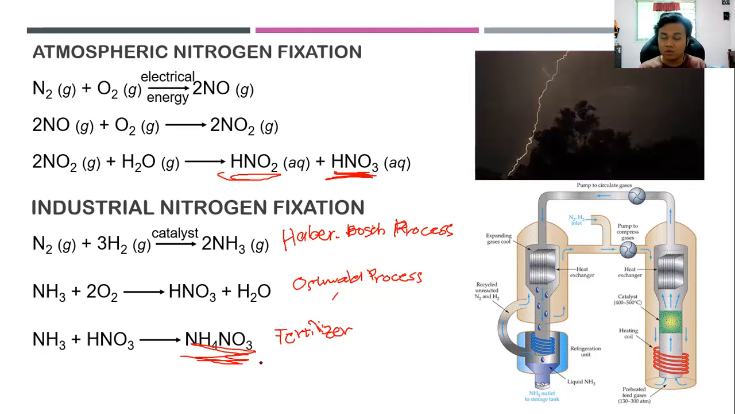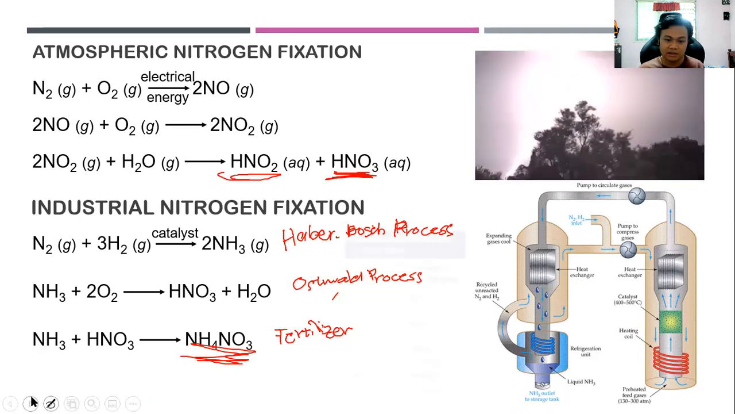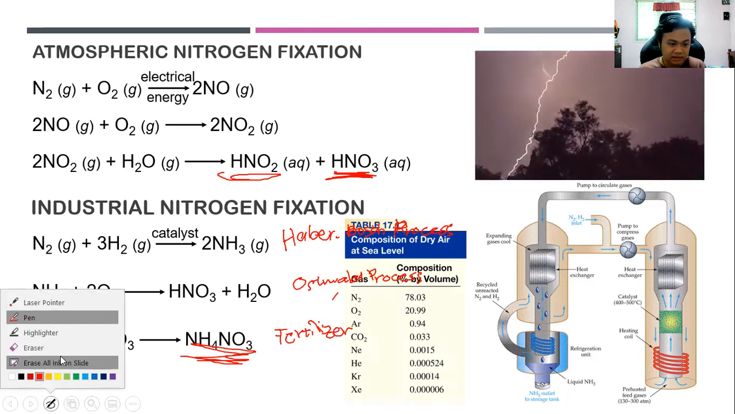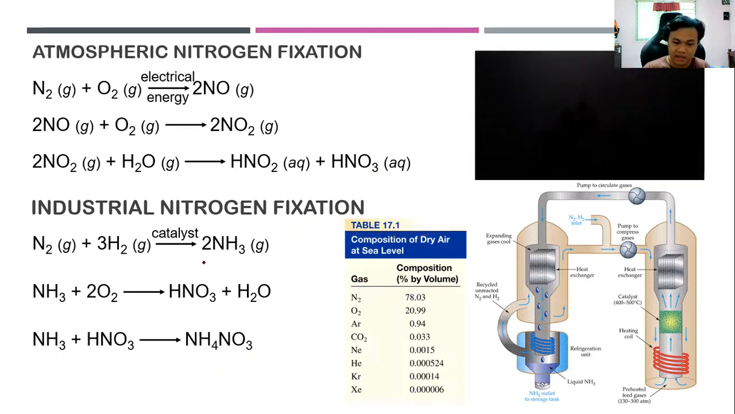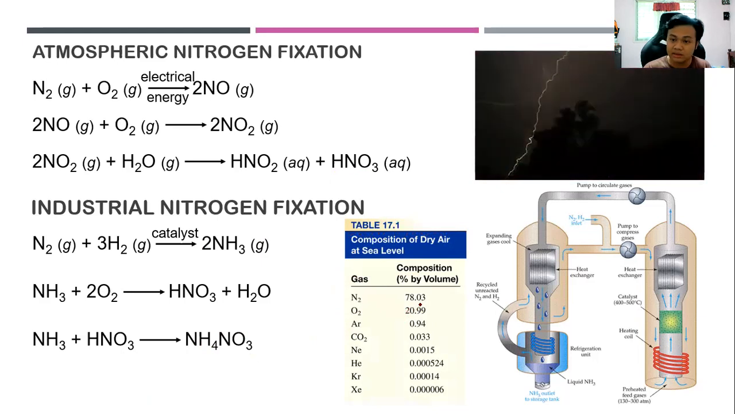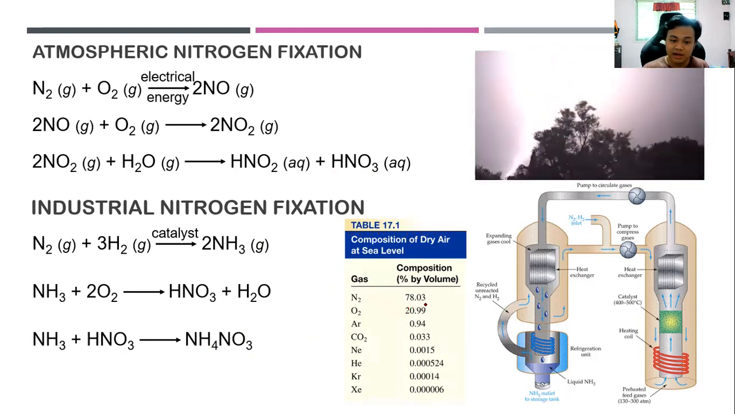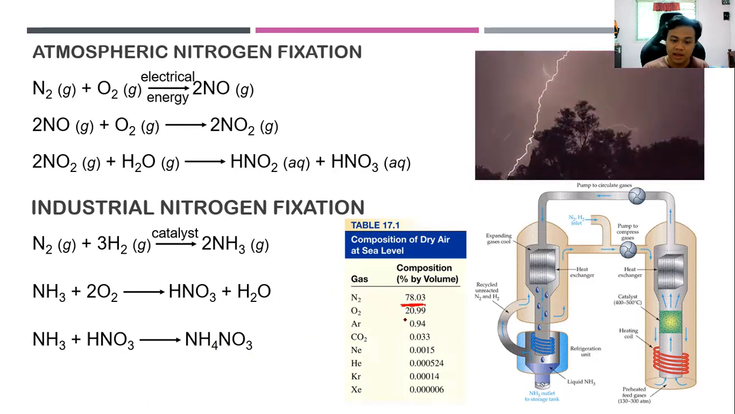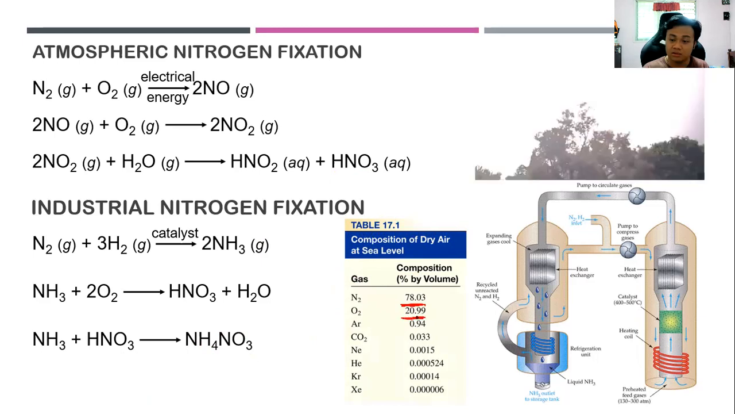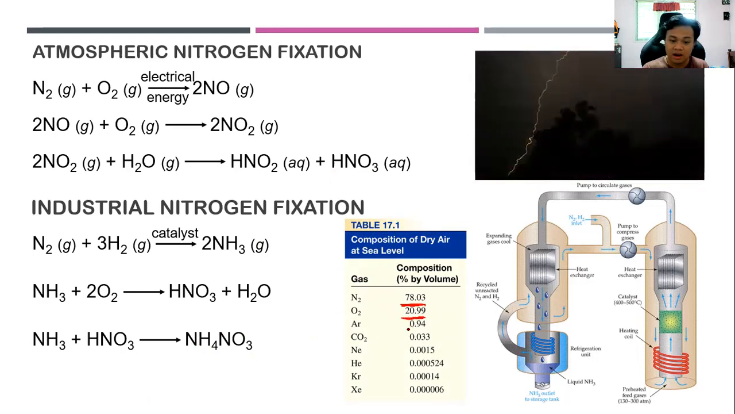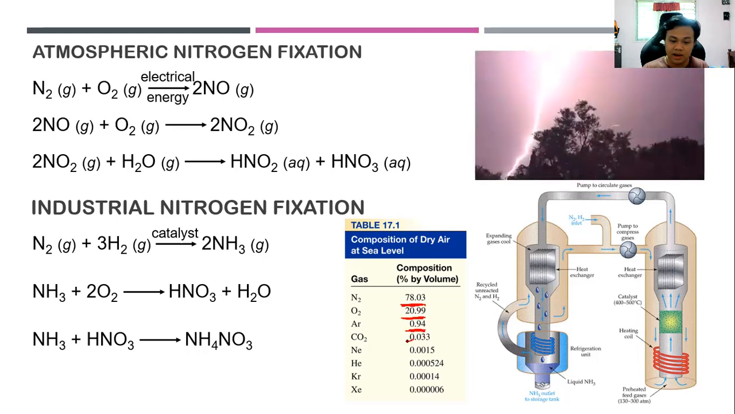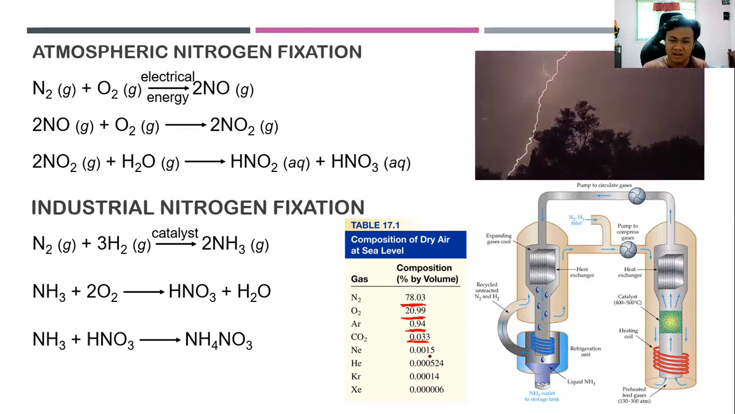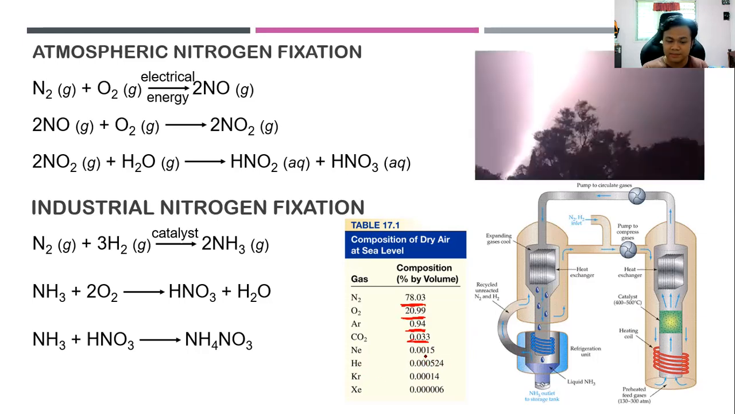Why are we focusing on nitrogen? Actually, nitrogen is the most abundant gas in the atmosphere. It is 78% by volume, and O2 is around 21%, and argon 0.94 and 0.033. The other gases, the noble gases, exist in trace amounts.